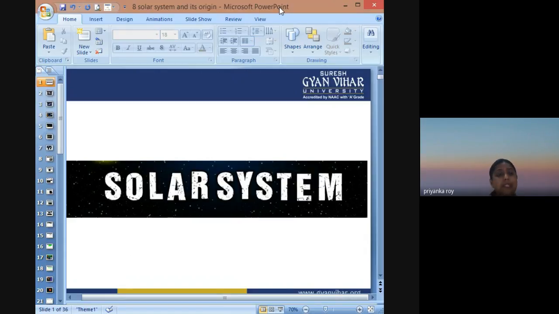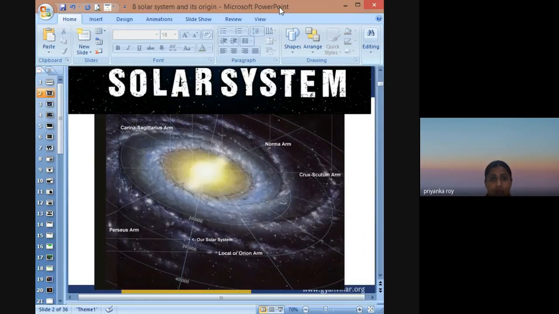Okay, so let's start with this. That is the solar system. This is how your solar system looks, and these are the arms, like the Orion arm. There are different arms, because our galaxy, not solar system, our galaxy is a spiral galaxy, and each of these spiral galaxies has a spiral. It looks like a cyclonic storm.